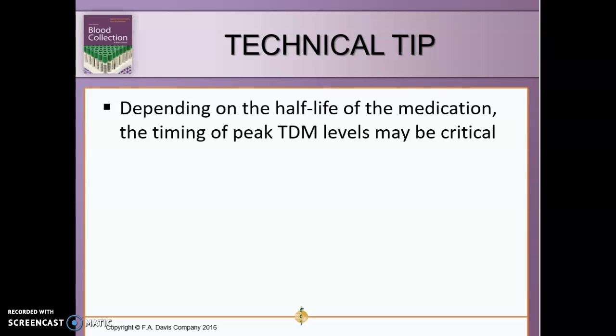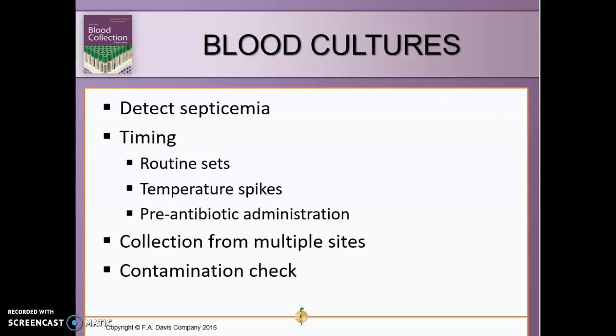The half-life of the medication affects the timing of the peak. Okay, so knowing the half-life, and please look up half-life and understand what half-life means. Half-life is the time that it takes for the medication to get out of your system, okay? So understanding that half-life affects therapeutic drug monitoring. Different drugs may take longer to filter out of the body, so that peak and trough level may be drawn at different times.